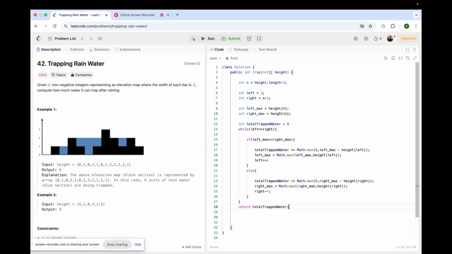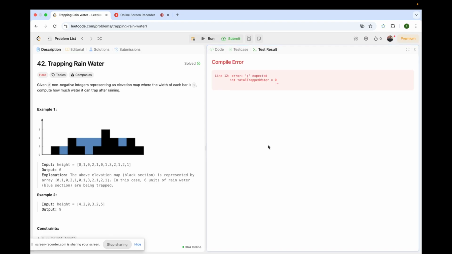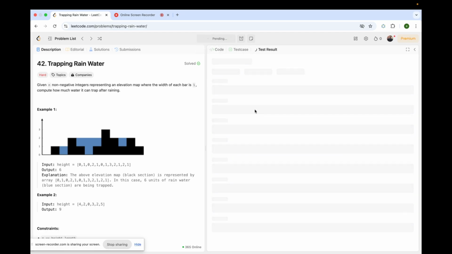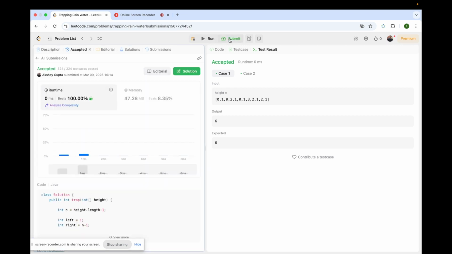Okay, let's see if there is any typo, otherwise we will try to run this solution. It is saying in the code you have missed a semicolon. It is acceptable. Let's try to submit this. Okay, so it is working as expected.